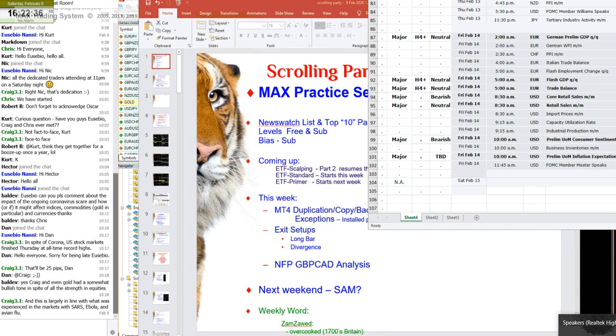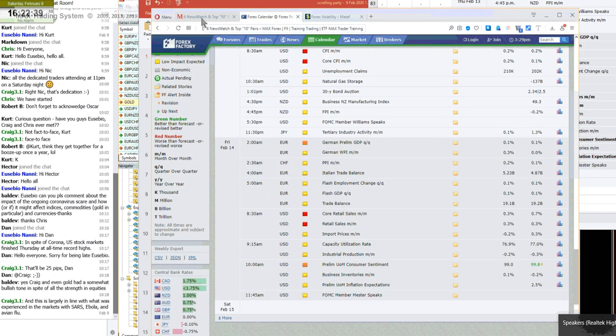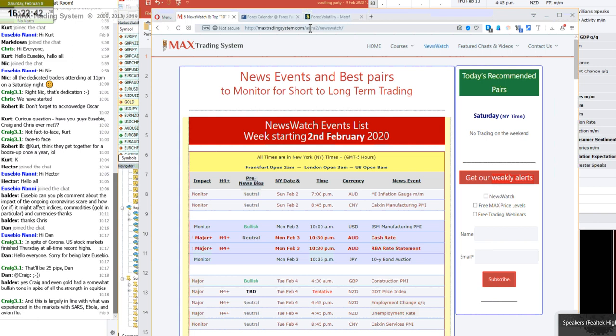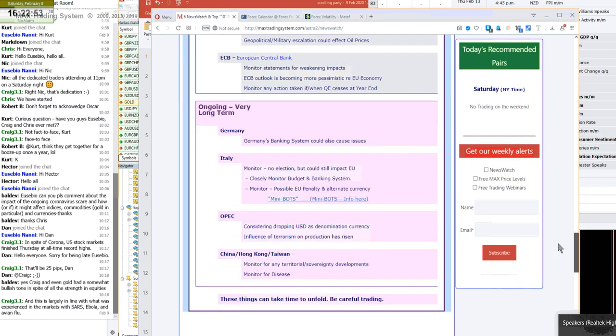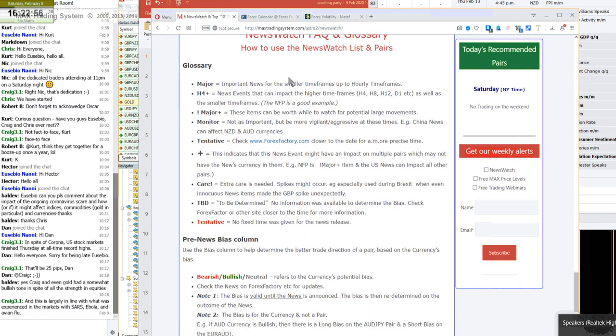Where's my page? Let's come back to it. It's maxtradingsystem.com. Get the Astra, but it'll be called NewsWatch, and there's a button at the top with NewsWatch on it. This is the new site. It's not the old one, but right down the bottom here is a list of information on how to use it. So what to do and what we do when these come out.